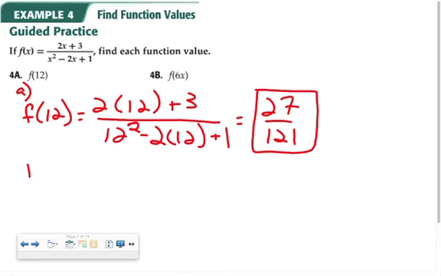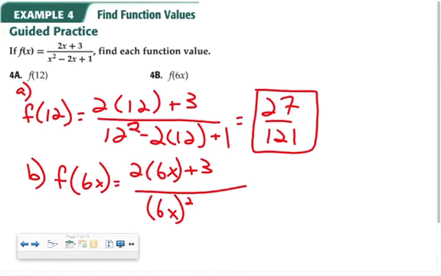Part B, same idea. This time, however, you're plugging in an expression for the variable. So the function of 6x is 2 times 6x plus 3 over the quantity 6x squared minus 2 times 6x plus 1.